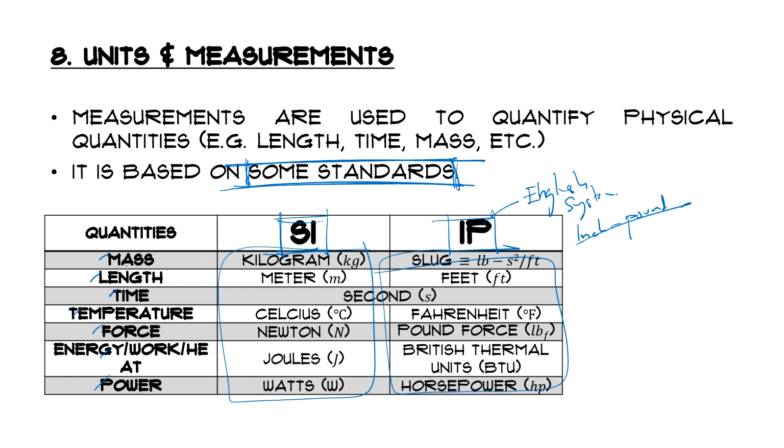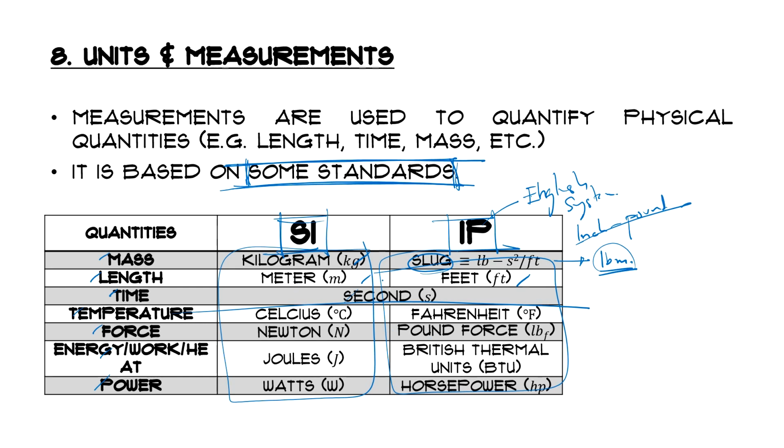So for SI, the base unit for mass is kilograms, the length is meters, and the time is seconds. For inch-pound systems, we have the slugs, or we use pound mass more often. Pound mass is different from pound force. For length, we have feet, inches, and many others, but the base ones are the ones written here.